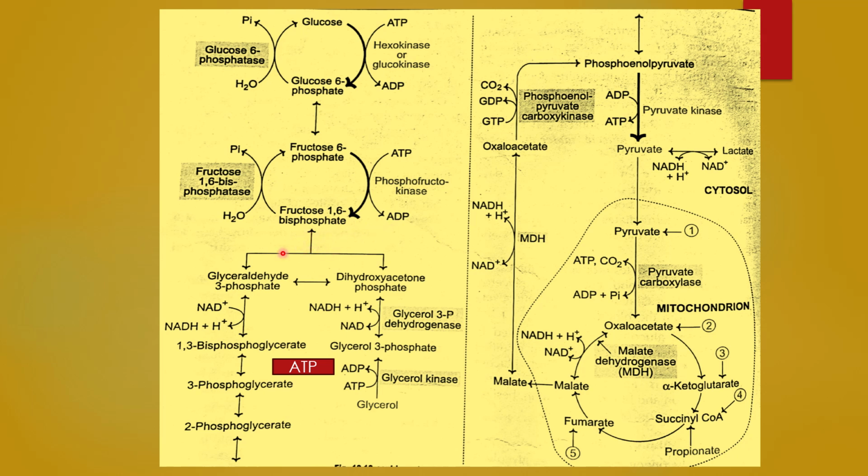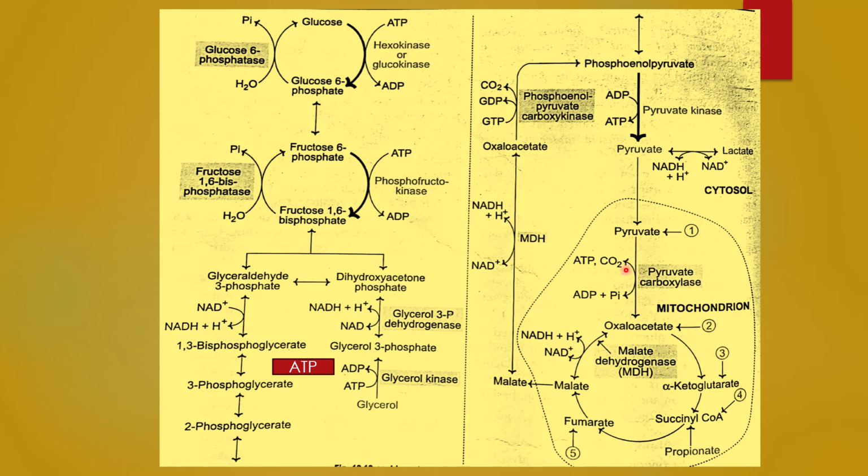aldolase enzyme. It is broken up into glyceraldehyde 3-phosphate and dihydroxyacetone phosphate, and then 1,3-bisphosphoglycerate, then 3-phosphoglycerate to 2-phosphoglycerate, and finally 2-phosphoglycerate converts to phosphoenol pyruvate, and finally via pyruvate kinase it converts to pyruvate, and pyruvate goes into the mitochondria.